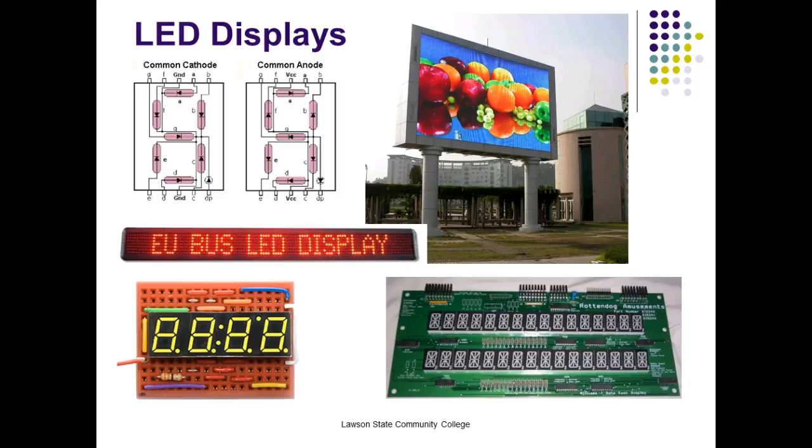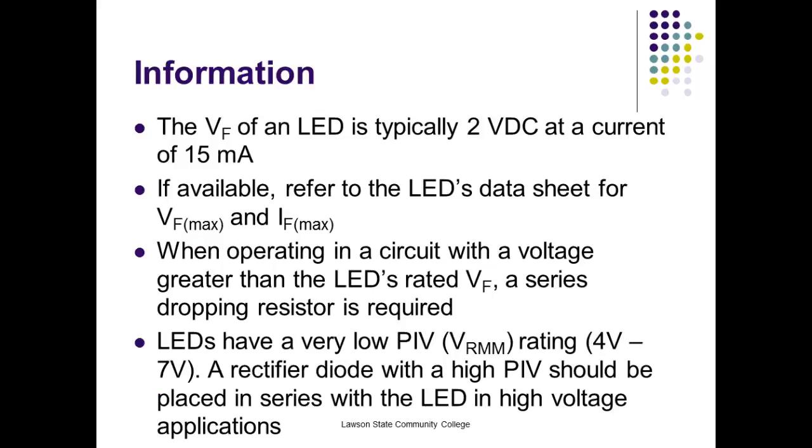So these are all different types of displays. These are these big old LED displays that we see out on the interstate and all over the place now. These are nothing but groups of LEDs. These are what we call seven segment LEDs. We still have a bunch of these. These are just LEDs in a bar. These are called bar displays. These are called star displays, and we'll look at these later on. So basically, the VF of an LED is typically around 2 volts at a current around 15 milliamps, and this is what we use if we don't have the data sheet.